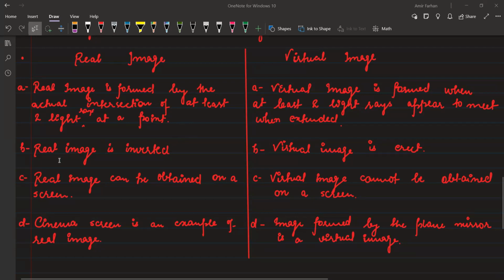Next thing is, a real image is inverted. It means that if your head is on top and your body is in the downward direction, the image will be the other way around. Suppose your body is placed like this, but the image will be formed like this. Clear? The head will go downward and the body will go upward. So this is the difference for the real image. And for a virtual image, if the object is placed like this, the image will be like this itself as well. The best example of a virtual image is the plane mirror image. Clear?